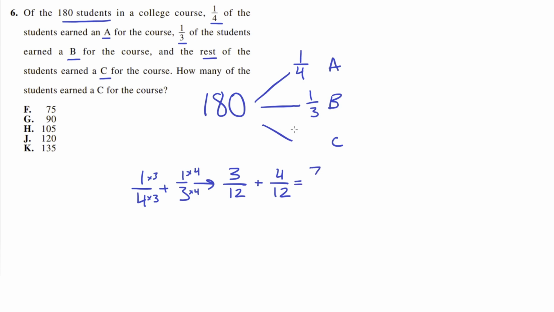So we'll get 7/12. So 7/12 of the students got an A or a B. And that means that the rest got a C. So if 7/12 got an A or B, then that means the rest of the total is just 5/12, because 7/12 plus 5/12 equals 1, and 1 in this case is the total number of students. So that means 5/12 of the students got a C.